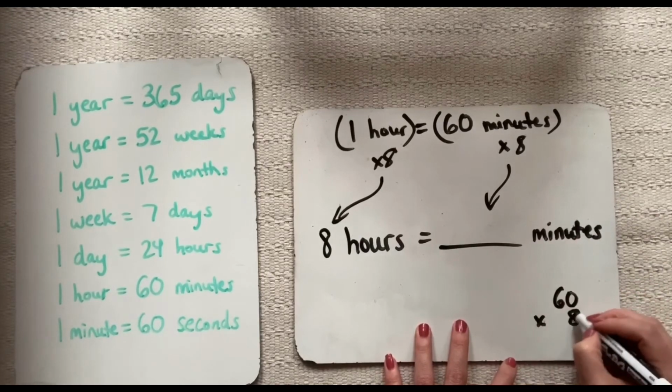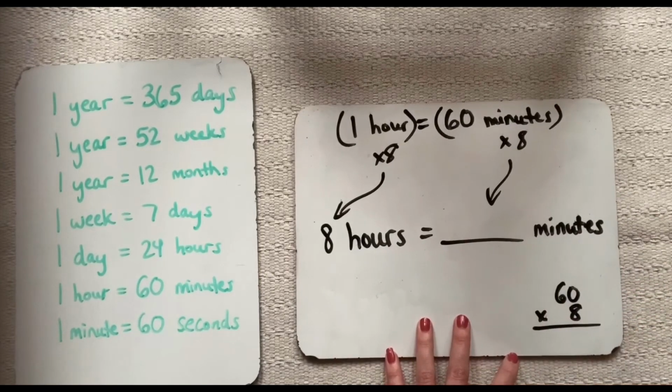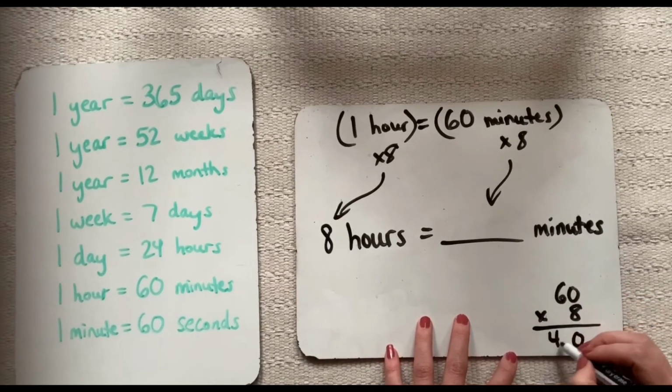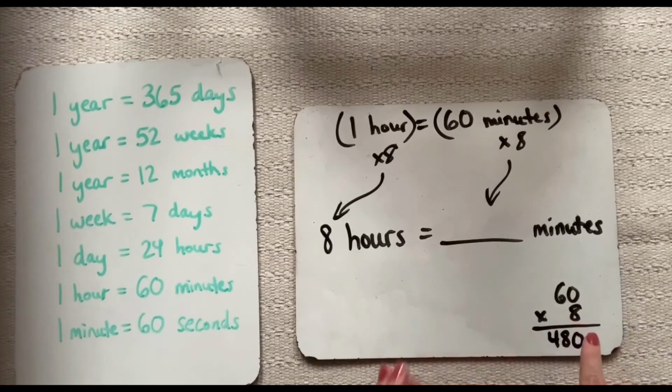We have 60 times 8. 8 times 0 is 0. Ooh, we just learned about that. And then 48. We could also think of it as 8 times 6 is 48 and a 0. 480.